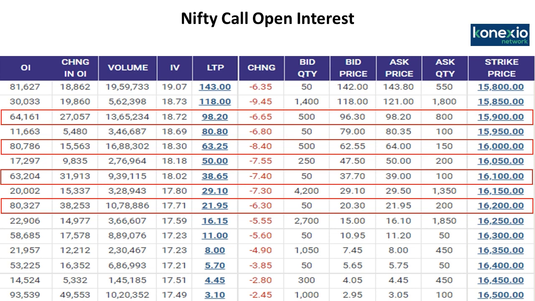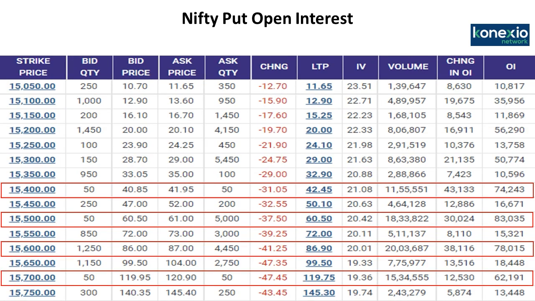Now let us go and see what we have observed in Nifty puts. You will see on the screen that in Nifty puts, the action was seen in 15,700 puts, then 15,600 puts, 15,500 puts, and 15,400 puts. Yes, there was action in 15,300 puts also. There has been a rise in the open interest. The volumes are also very strong.